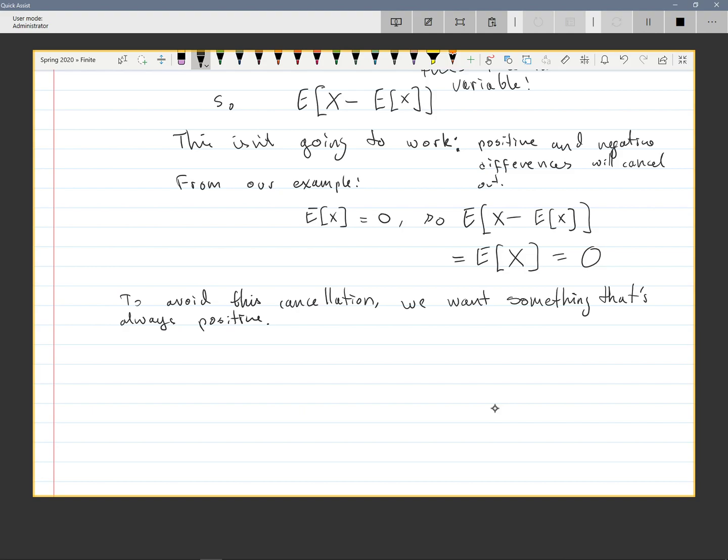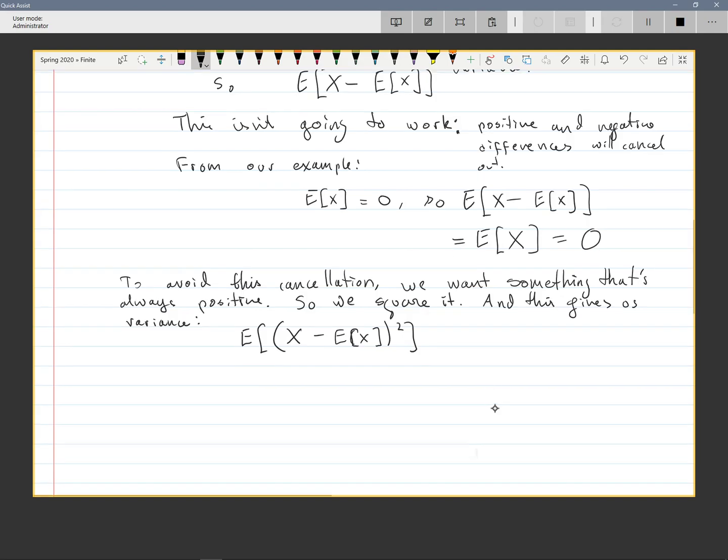And honestly, the easiest way to do that is just to square things, because then the negative things will be positive and the positive things will be positive. So we square. And this gives us what we call the variance. So this is the expected value of the random variable that is x minus its expected value, squared.